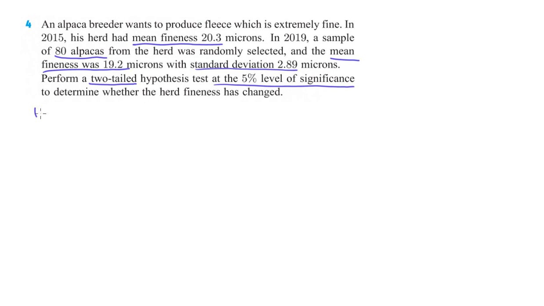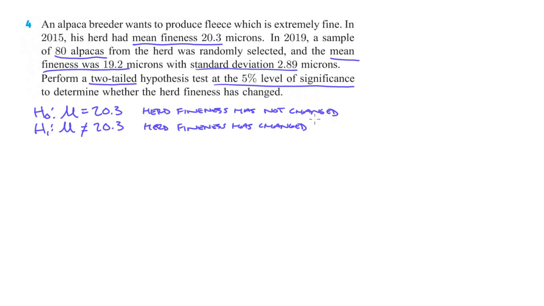So, first thing we're always going to want to do with these is come up with our H0 and our H1. Remember, our H0 is that everything is the same, nothing's changing, so our mean is going to equal 20.3 microns. Then H1, and since it's a two-tailed test, all we're doing is trying to figure out if it's gotten either more or less fine, so it's not equal to 20.3. It's usually a good idea to describe what our two hypotheses are, so I just wrote that down.